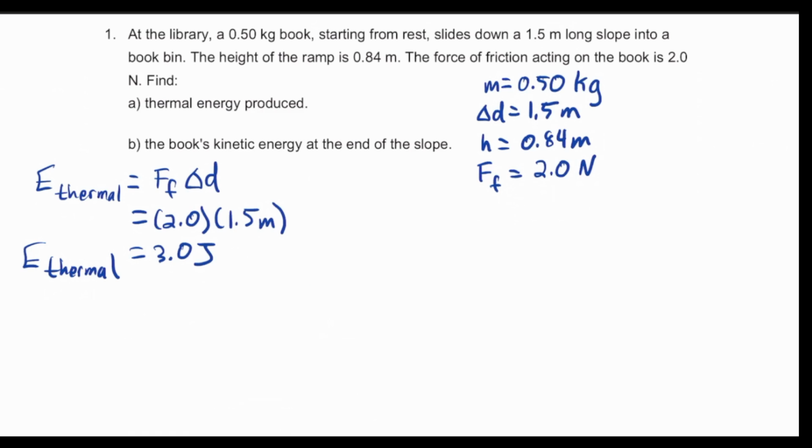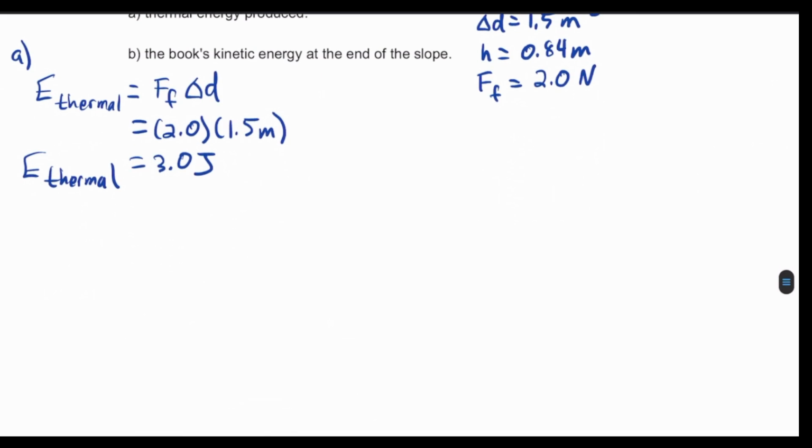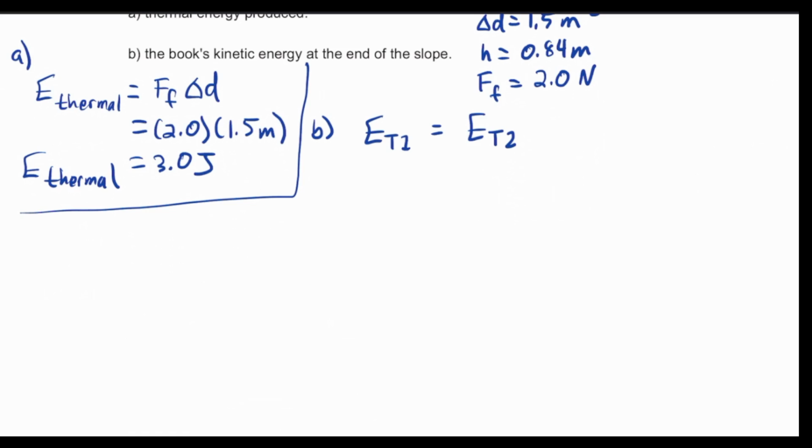All right, let's take a look at question B. Find the book's kinetic energy at the end of the slope. In order to do this, we want to consider the book's total energy at the top of the slope and the book's total energy at the bottom of the slope. So I'm just going to box this off to keep it separate, and let's take a look. So we're going to talk about energy total 1, and that's when the book is at the top of the ramp, and energy total 2 when the book is at the bottom of the ramp.